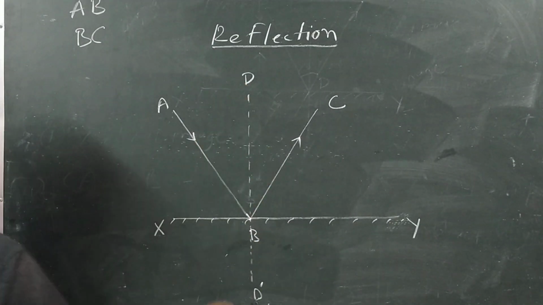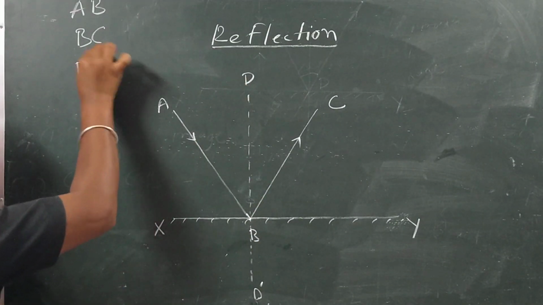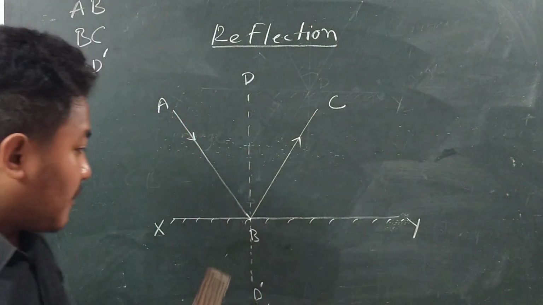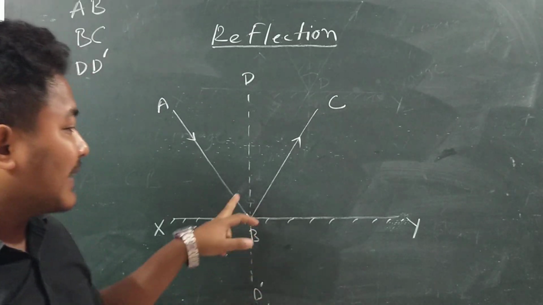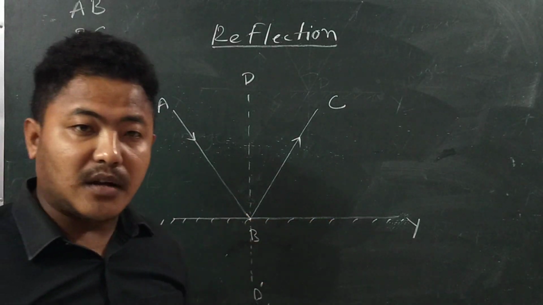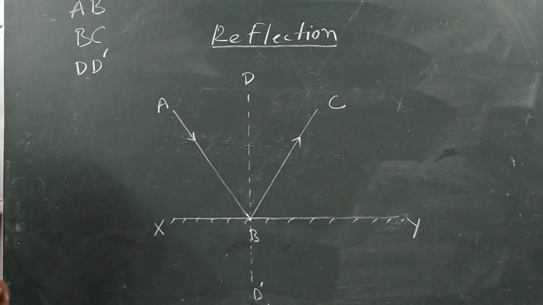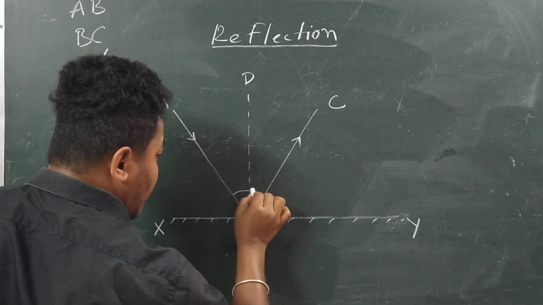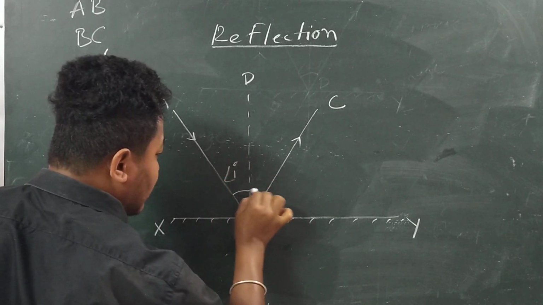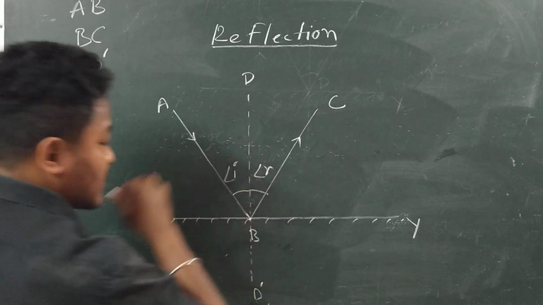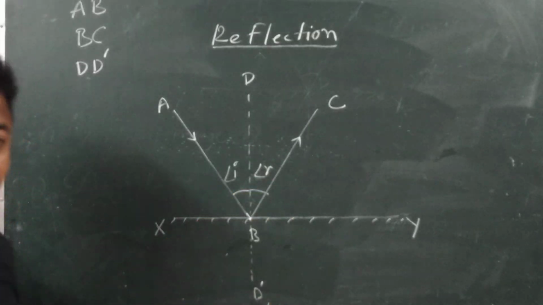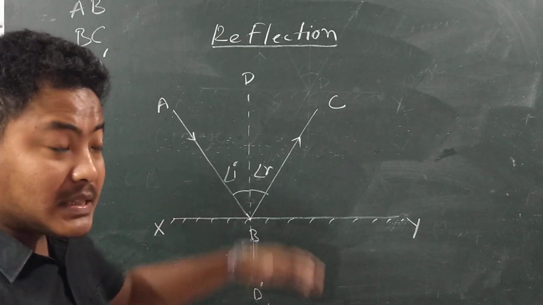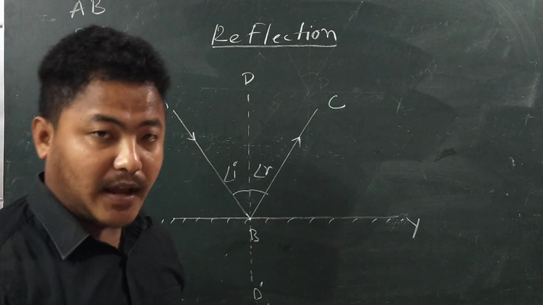Next, your DD dash is a perpendicular axis standing at 90 degrees with respect to the reflecting surface, so DD dash will be known as your normal. You can find here two angles formed. This angle is angle I and this angle is angle R. This is the angle of incidence and this is the angle of reflection. So these are the basic things in case of reflection of light.